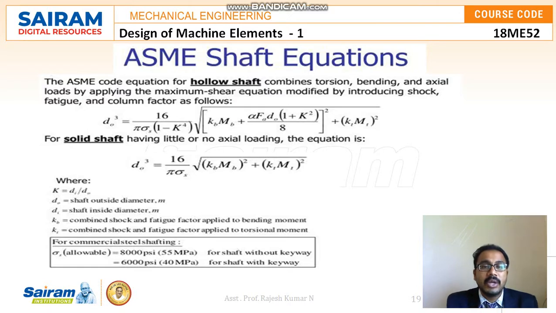While solving the problems, you can observe all the related equations, where k is nothing but d i by d naught, that is the ratio of inside to outside diameter, d naught is the outside shaft diameter, and d i is the inside shaft diameter. kb is the combined shock and fatigue factor applied to bending moment, and kt is the combined shock and fatigue factor applied to the torsional moment. For commercial shafting, the allowable stress is 55 megapascal for the shaft without keyway and 40 megapascal for the shaft with keyway.